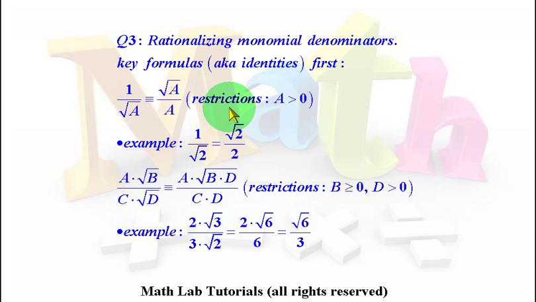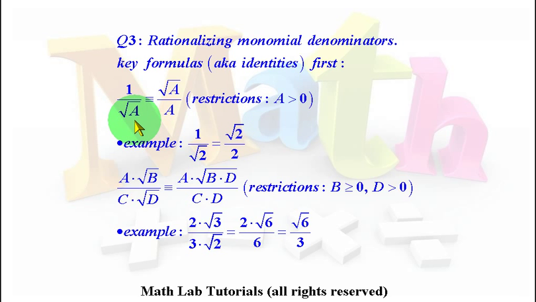Restriction: a has to be greater than 0. It has to be greater than or equal to 0 because of the radical. It has to be strictly greater than 0 because otherwise we get division by 0. So be aware of that, the restriction on the argument.